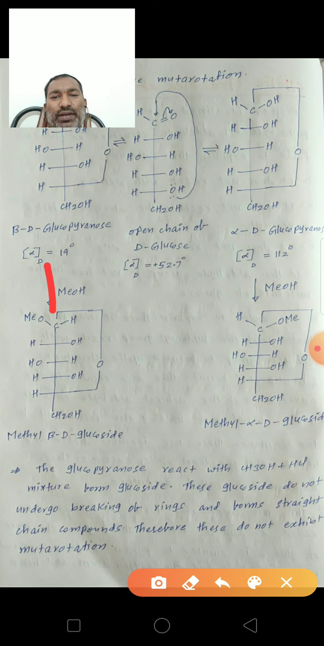Glucopyranose reacts with a methyl alcohol and HCl mixture to form a glucoside. This glucoside does not undergo breaking of the ring to form a straight chain compound. Therefore, these do not exhibit mutarotation. These methyl beta D-glucoside and methyl alpha D-glucoside do not exhibit mutarotation.